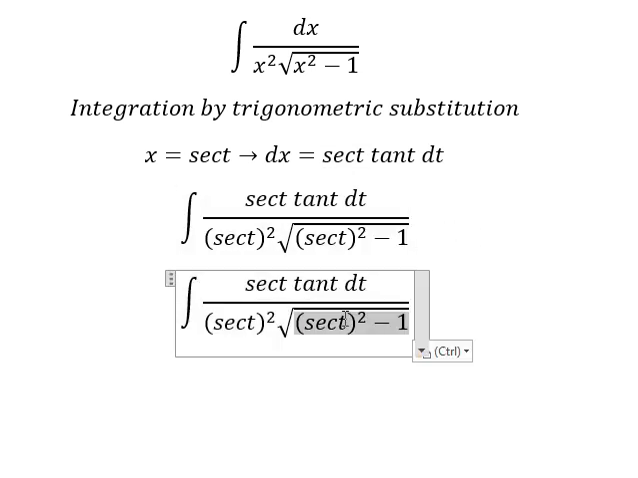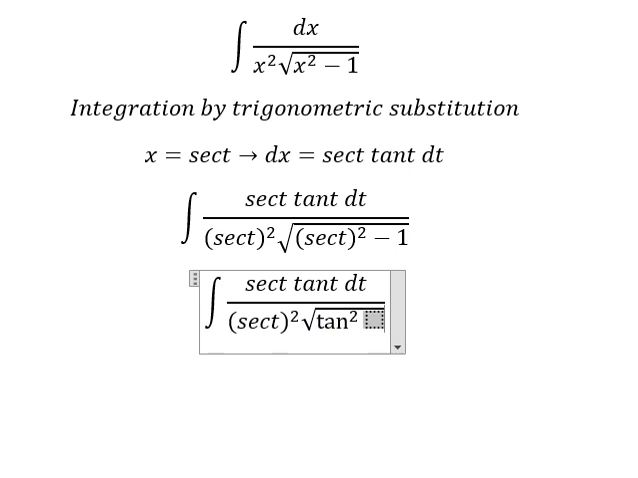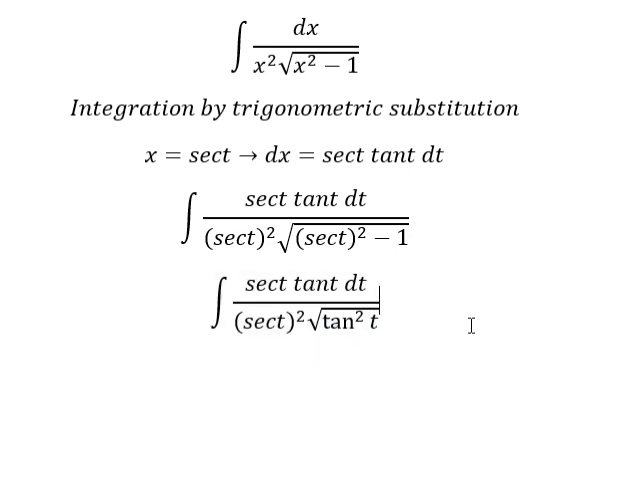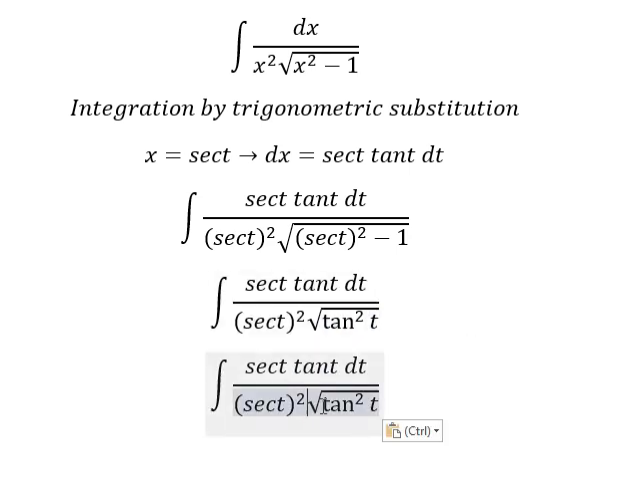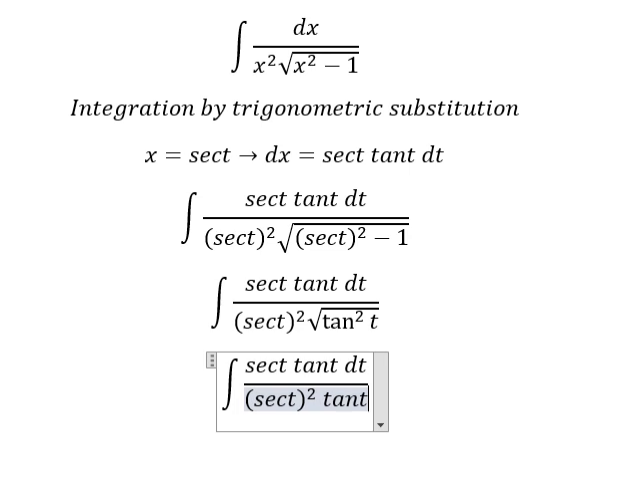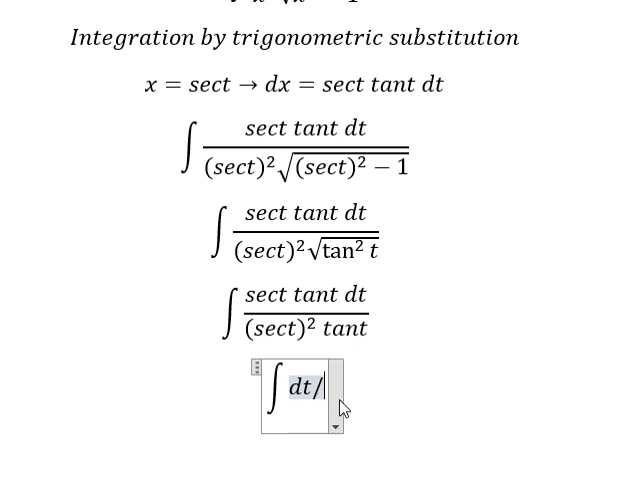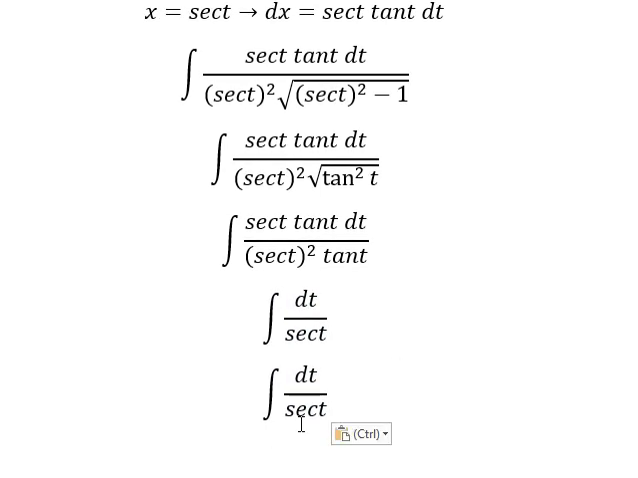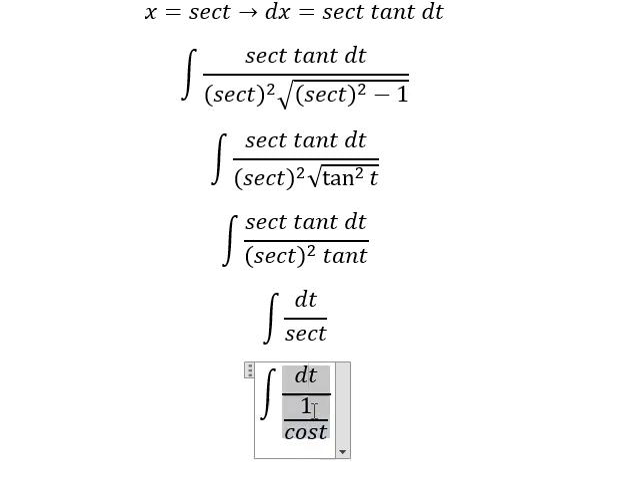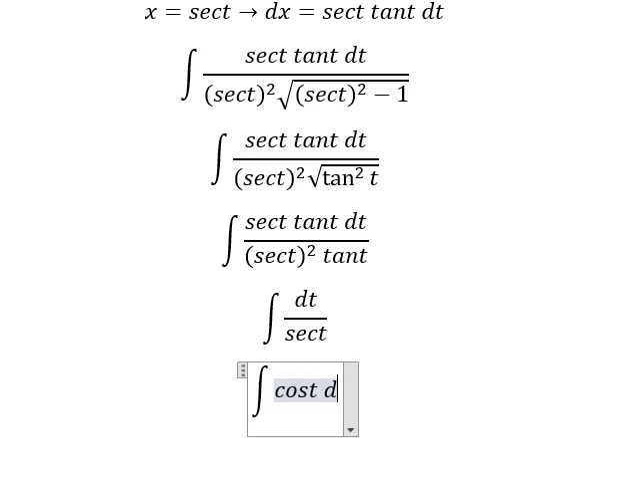This one is tan t squared. And this one you get tan t. Now we simplify and we have dt over secant of t. And we know that secant of t is 1 over cosine t. So this one you get cosine t.